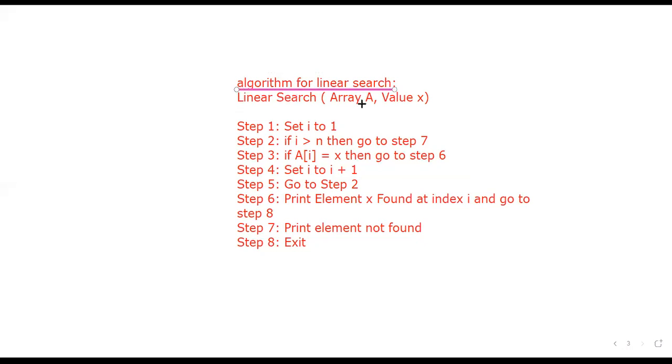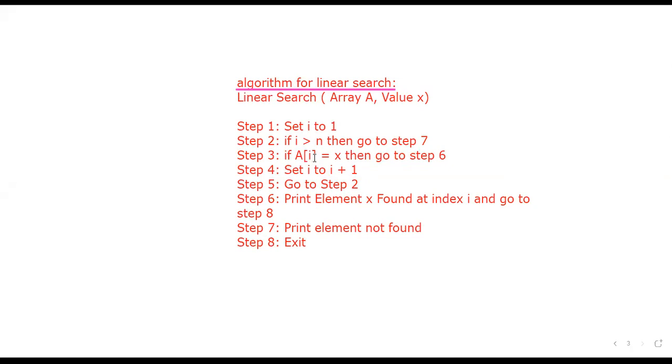So linear search, we are applying on an array of list. That means the array has values and indexes. Already I explained to you. First we'll set the value I to 1, that means starting value 0 or 1, whatever it is. If the key element is greater than n, then go to step 7. Step 7 is what? Element is not found.